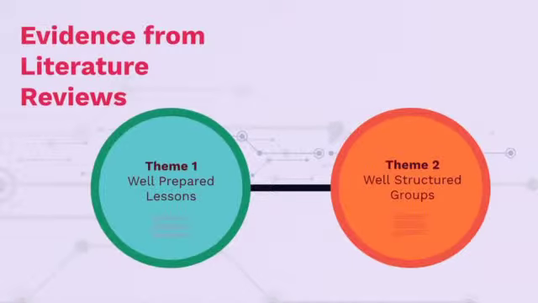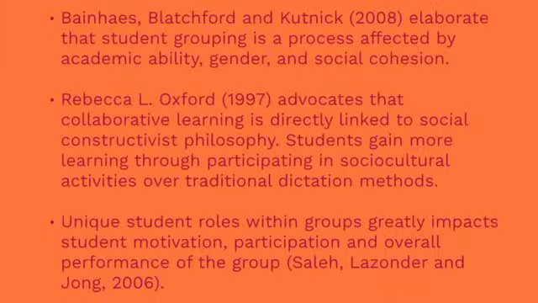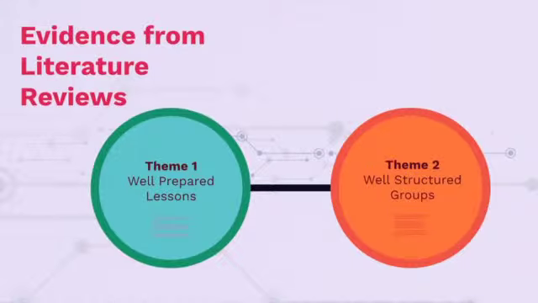Our second theme, that well-structured groups are important in the learning process. Groups worked better when they were mixed by academic ability, gender, and social cohesion. Oxford advocates that collaborative learning is directly linked to social constructivist philosophy. Constructivist philosophy is where students learn by bouncing ideas off each other. Students gain more learning through participating in social cultural activities over traditional dictation methods. Unique student roles within the group greatly impact the motivation, participation, and performance of the group.